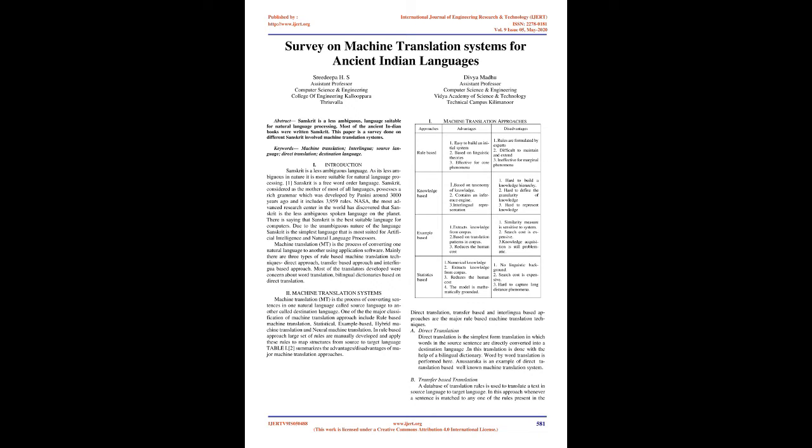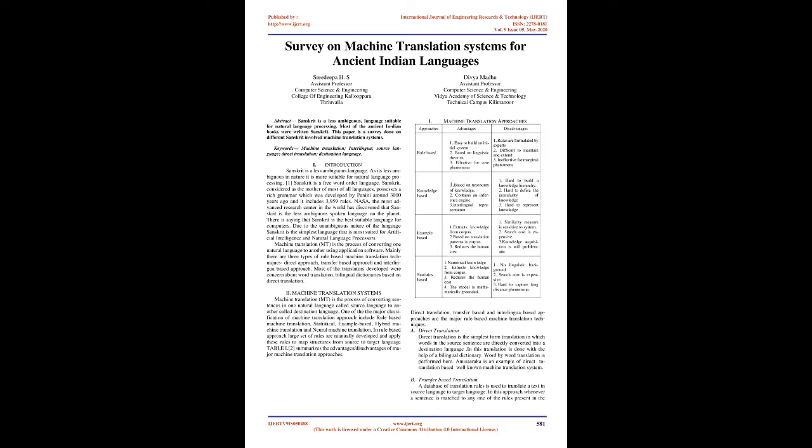and natural language processors. Machine translation, MT, is the process of converting one natural language to another using application software. Mainly there are three types of rule-based machine translation techniques: direct approach, transfer-based approach, and interlingua-based approach. Most of the translators developed were concerned with word translation, based on bilingual dictionaries and direct translation.